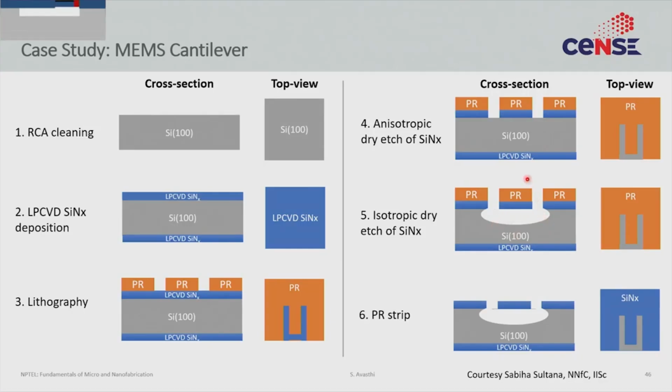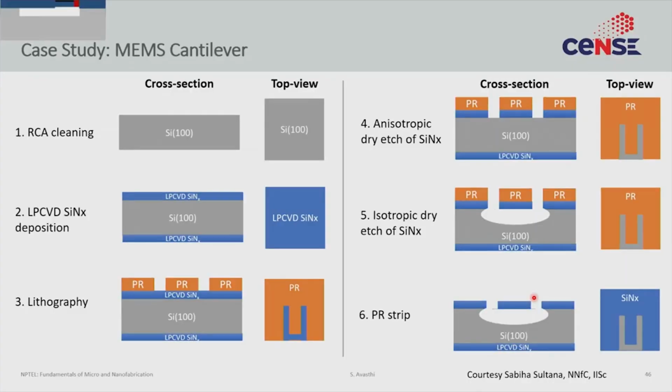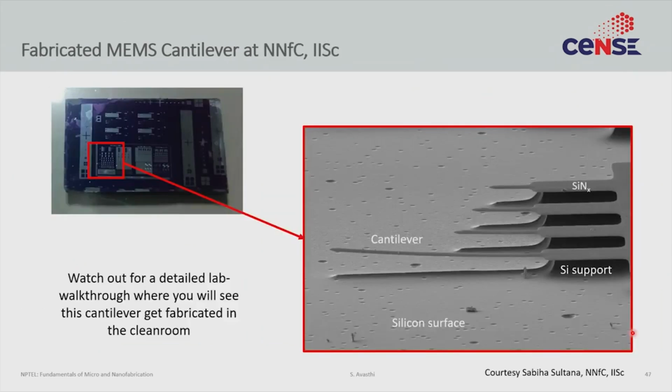So what you then have is that this silicon nitride part is now hanging, it's free floating, right? There's nothing underneath it. It's being supported from one side, but otherwise it's free. And that is essentially your cantilever. After that, all you have to do is remove the photoresist using a PR strip, and you are left with this silicon nitride cantilever that you can use for various applications. So this is a very simple MEMS cantilever, but a very useful one, and this is what we shall look at later in the course.